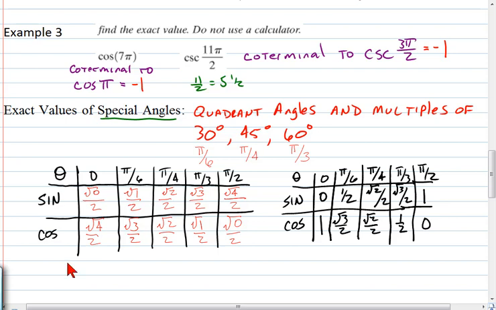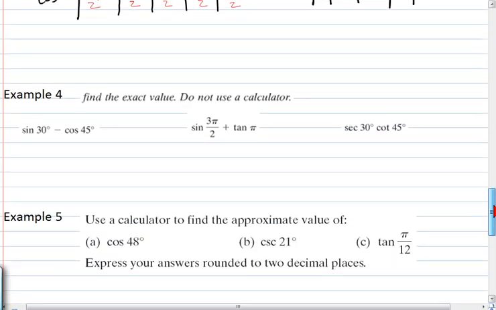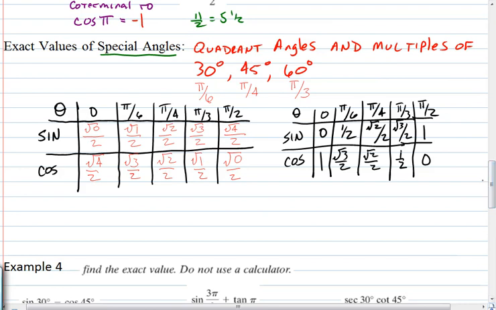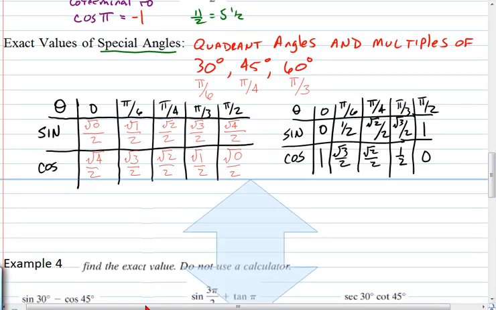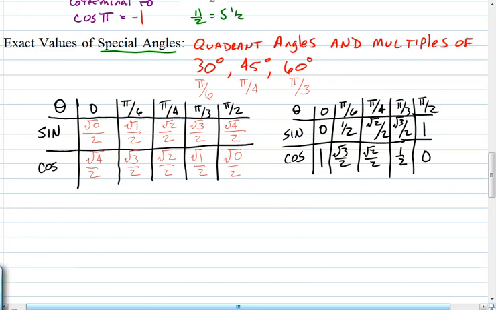I'm not going to give you a unit circle. I expect you to know what these exact values of the special angles are. Now, if I put this information together with the signs of the trig functions, and I know I have it in my notes somewhere, let me go ahead and mention that now.